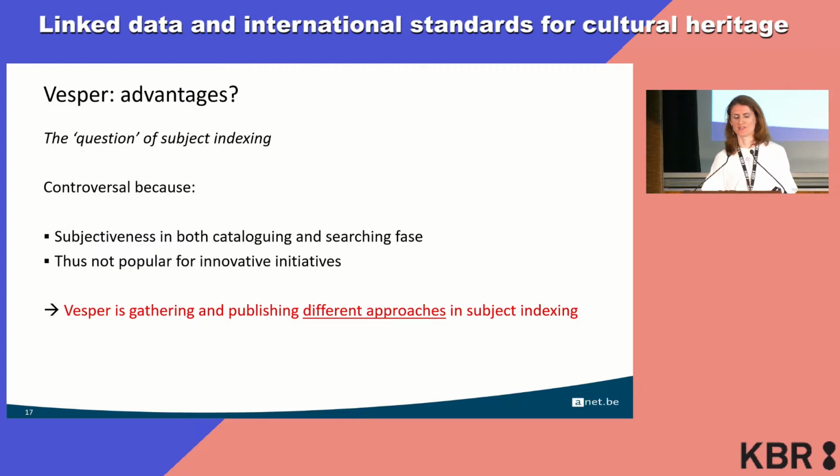Then another big question is the question of subject indexing itself. We all know it's very controversial because there is a factor of subjectiveness in both the cataloging phase and the searching phase as well. So subject indexing tends not to be very popular for innovative initiatives, but we try to give a solution in Vesper, and that is that we gather and publish different approaches in subject indexing. So next slide, please.